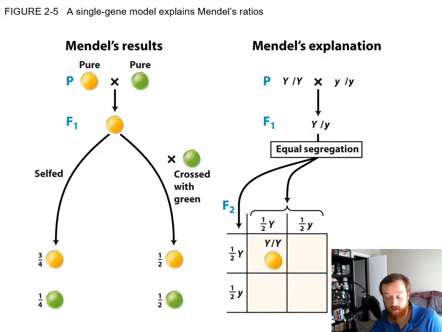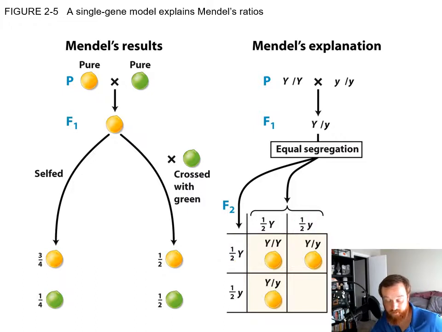Now, we do these crosses, and we actually breed them together, and we see that we have 1/4, or 1/2 times 1/2 chance to get big Y, big Y. We have 1/4, or 1/2 times 1/2 chance to get big Y, little y.